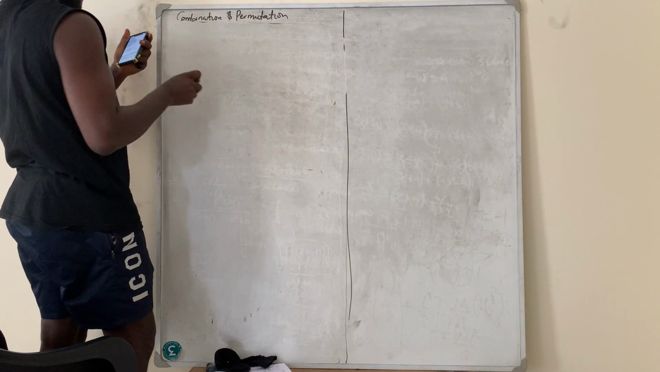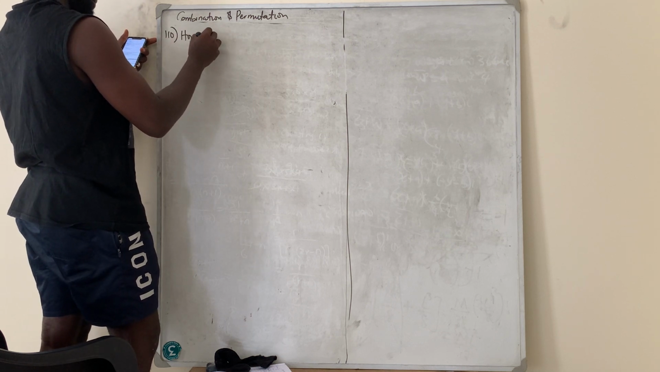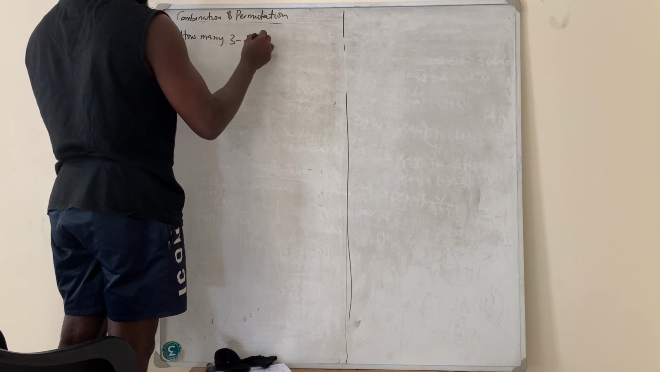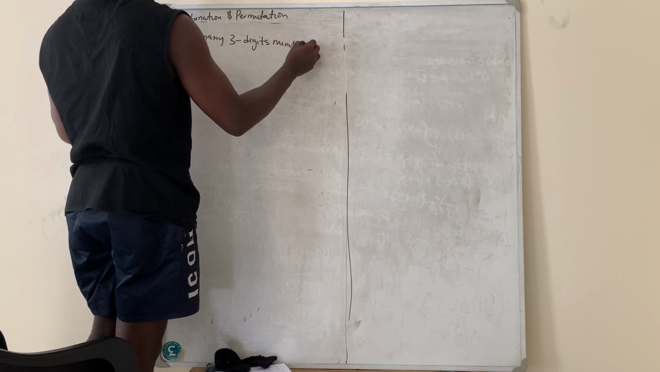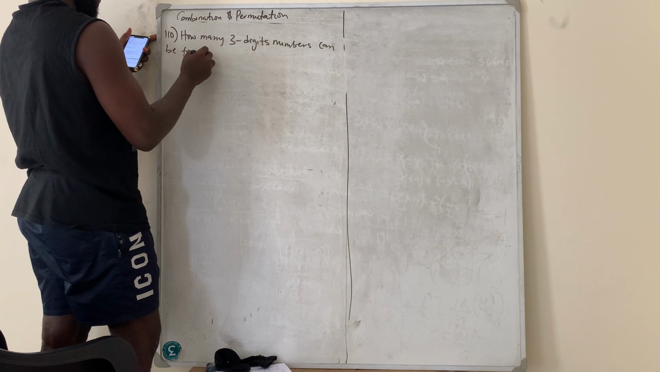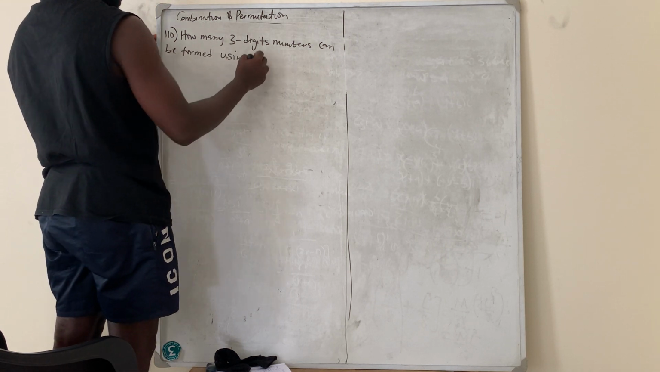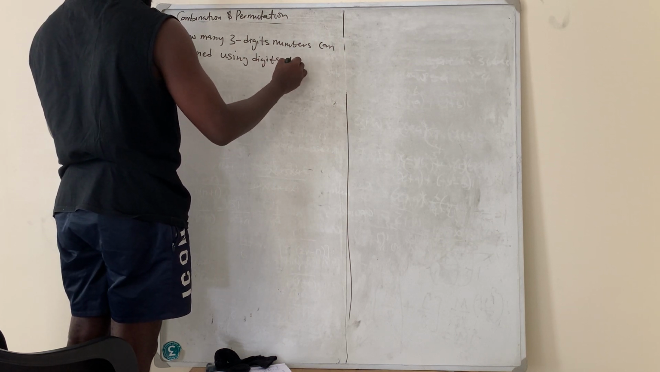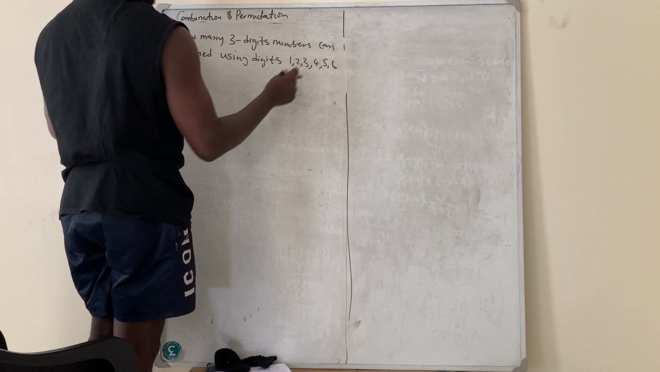So we move to question number 110. Question number 110 said, how many 3-digit numbers can be formed using the digits 1, 2, 3, 4, 5, and 6.